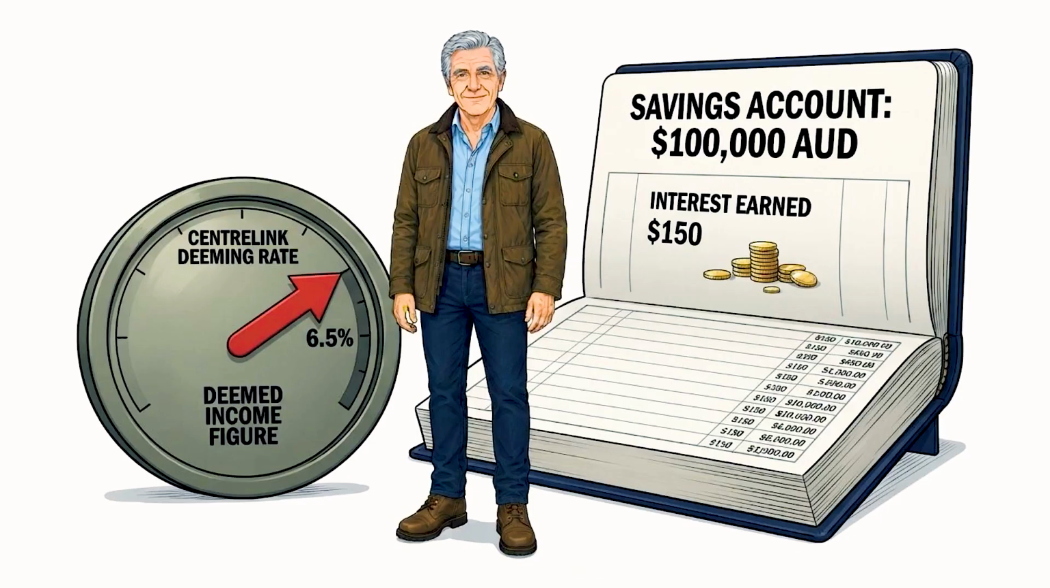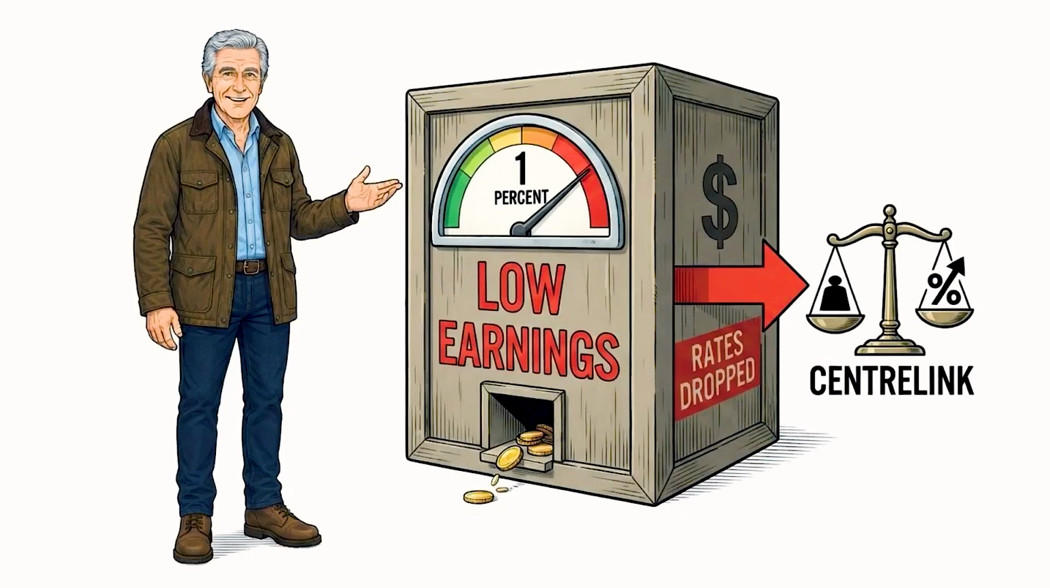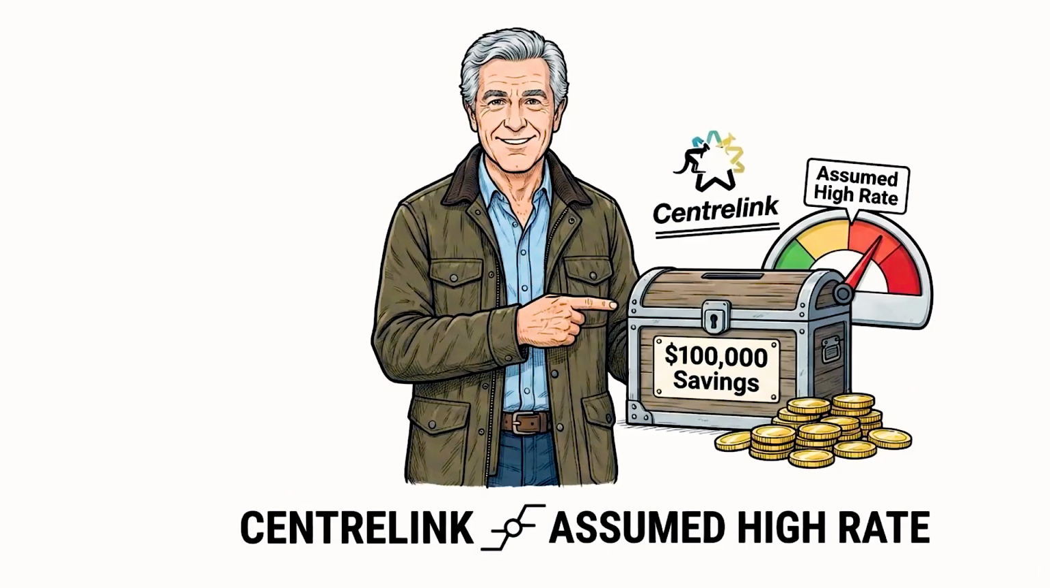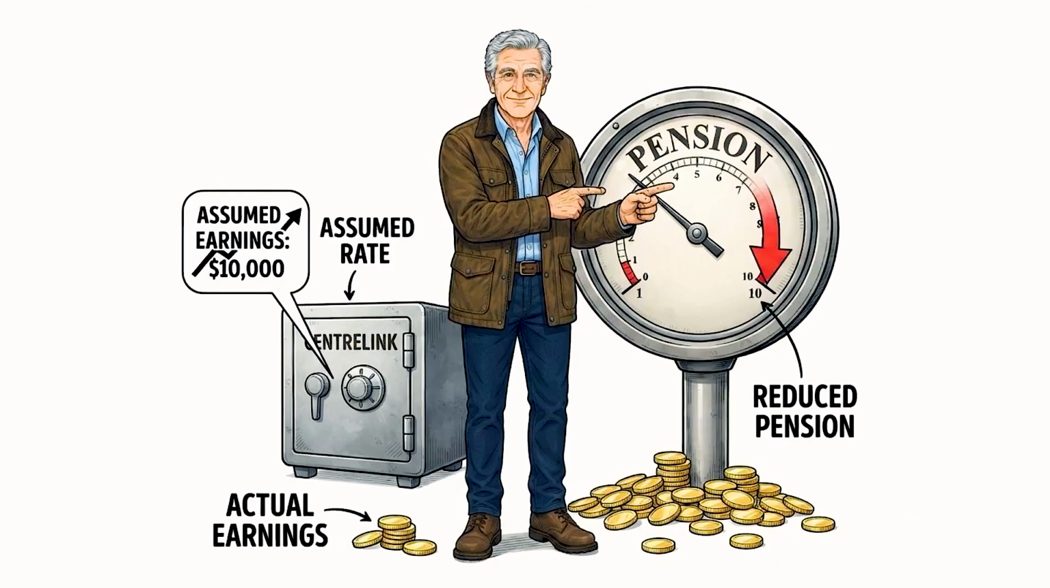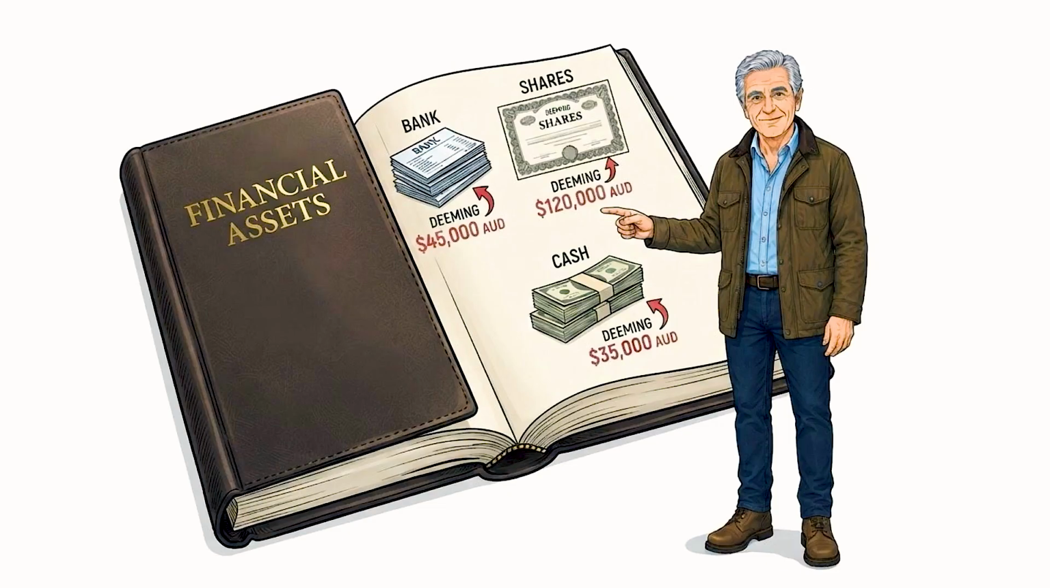You could have $100,000 in a savings account earning a low rate because you haven't got around to switching, or because rates have dropped, or because the product you chose simply pays less. And Centrelink could be assuming that same $100,000 is earning significantly more. That gap between what you actually earn and what Centrelink assumes you earn is what catches people. And it's why so many retirees are quietly receiving less pension than they're entitled to, without ever understanding why the number changed. Which assets are we actually talking about here?